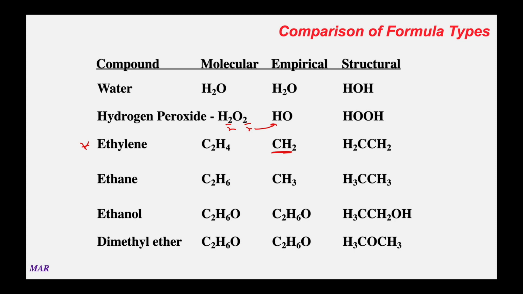Ethane sounds kind of like ethylene, but it is different. It has more hydrogens. It's C2H6. So if you divide both the 2 and the 6 by 2, you're still going to end up with whole numbers. That's why ethane has an empirical formula of CH3. And you can see there how ethane kind of has an H3C and then another CH3 on the other side of it. Now, ethanol and dimethyl ether, the last two examples, have the same molecular formula. They're both C2H6O.